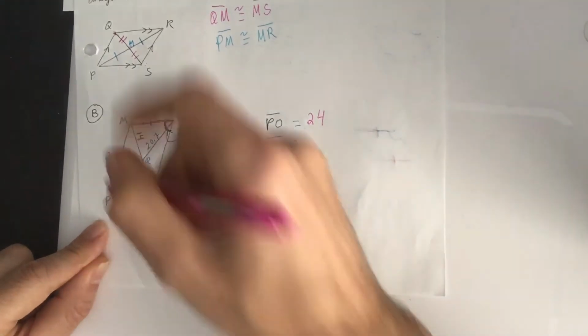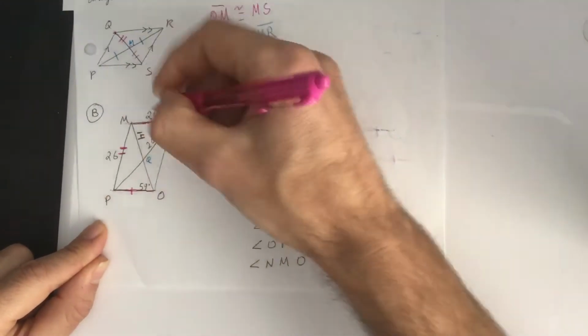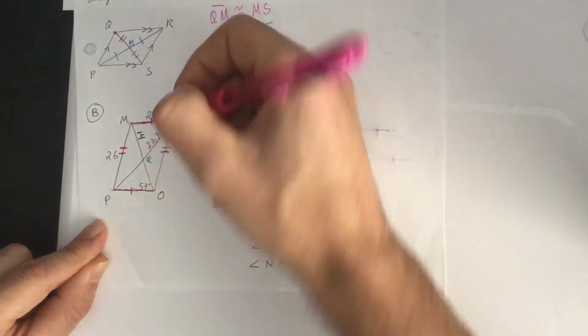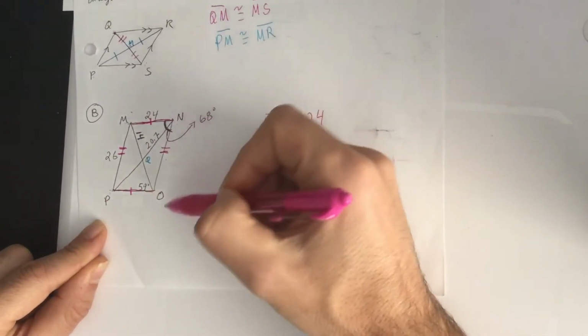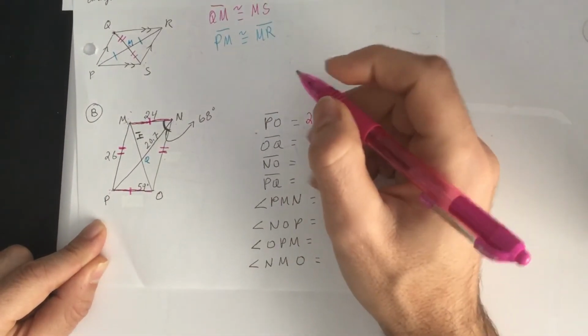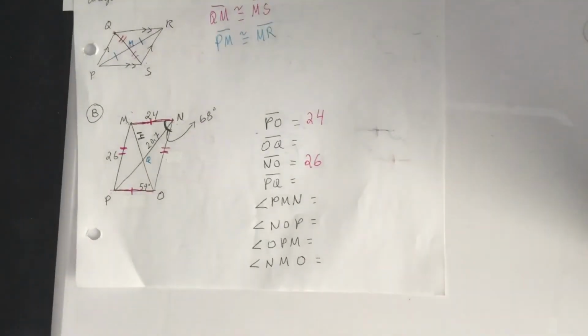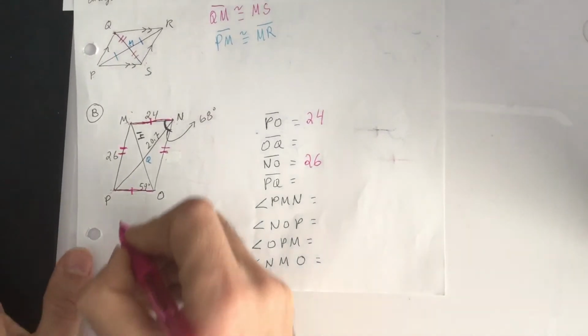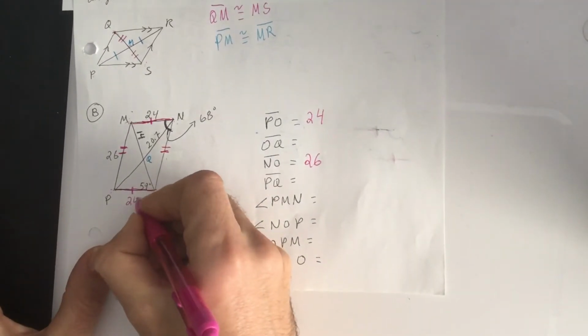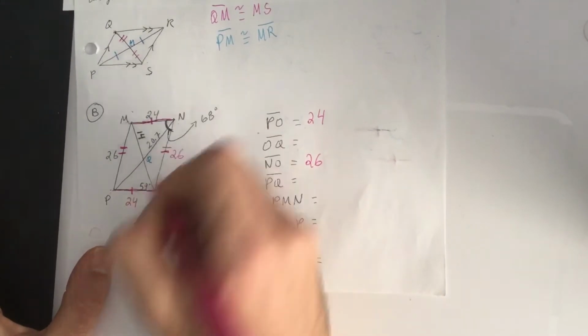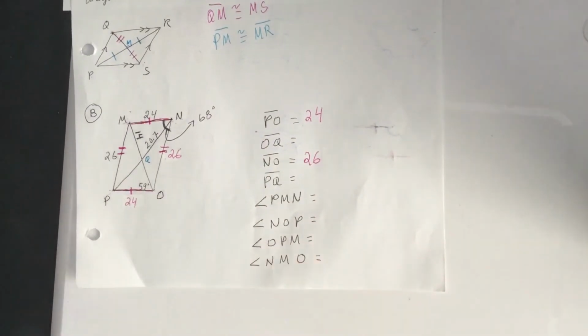This one over here, well, this one is going to be the same thing as this one here. So MP and NO is the same thing. So that will be 26. So I can write down 26 over here. Units. So again, this is 24. This is 26. Now, what else? What else can we find over here?